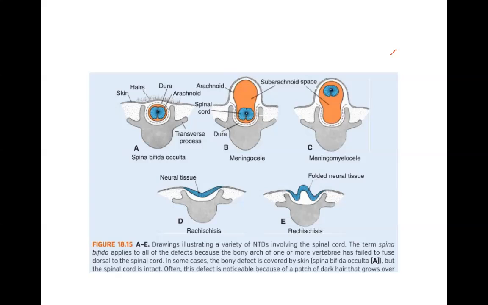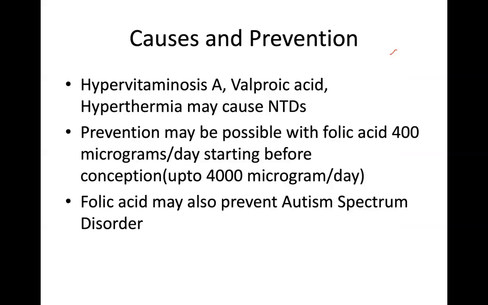And like I told you, the spina bifida anomalies are considered to be a part of development of the nervous system and also considered when you talk about development of the vertebral column. Now, what can be the causes of neural tube defects? And what is the possible prevention?